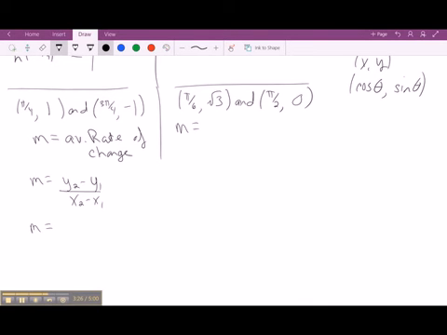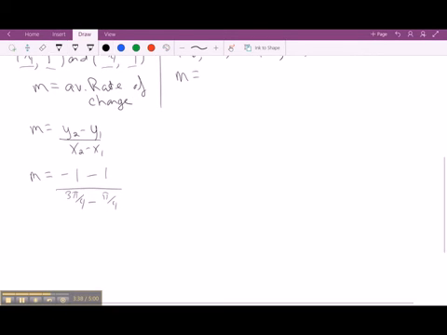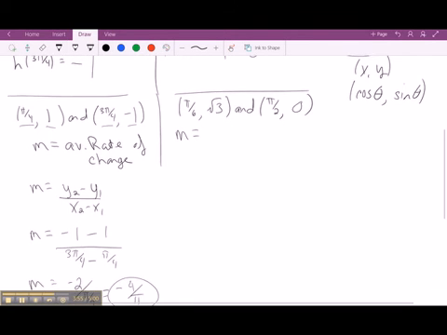So let's call y sub 2 negative 1 minus y sub 1, which is 1. X sub 2 is 3 pi over 4 minus pi over 4. So we get negative 2 over a half pi, so pi over 2, which is going to equal negative 4 over pi. So there's the first one. That's the first average rate of change.